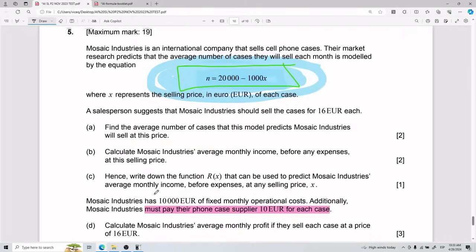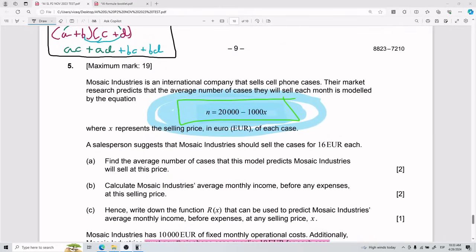Anyways, that is for number 5, and that is for the entire paper. I hope it helped.